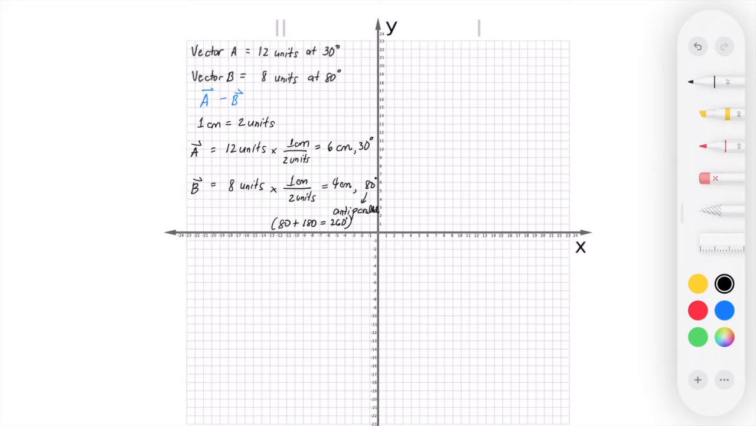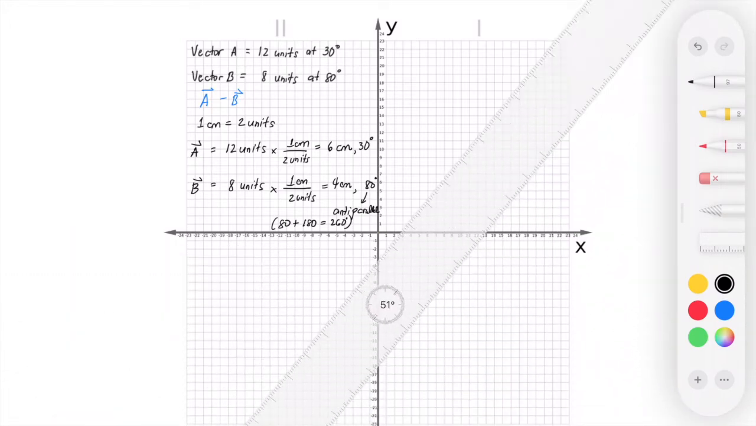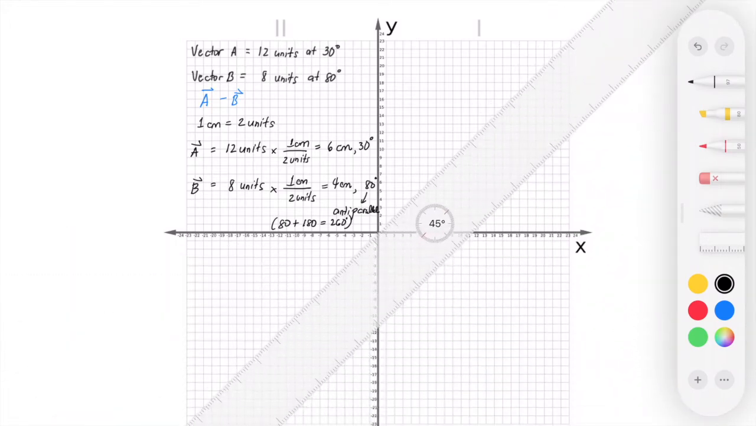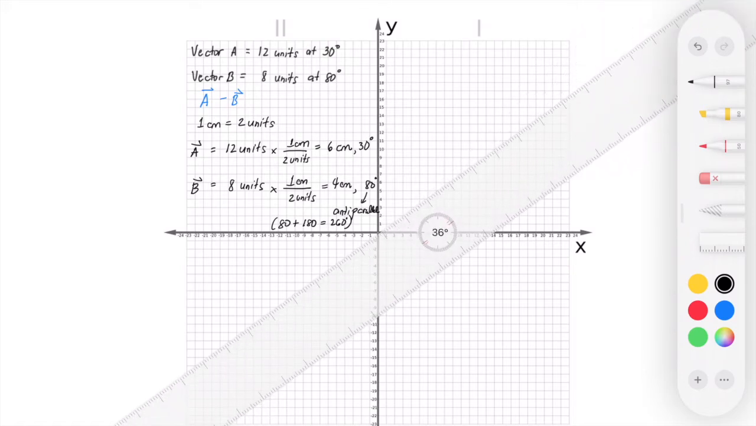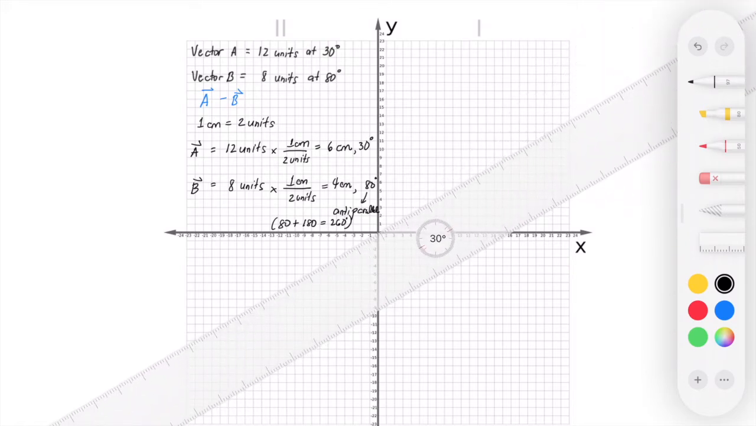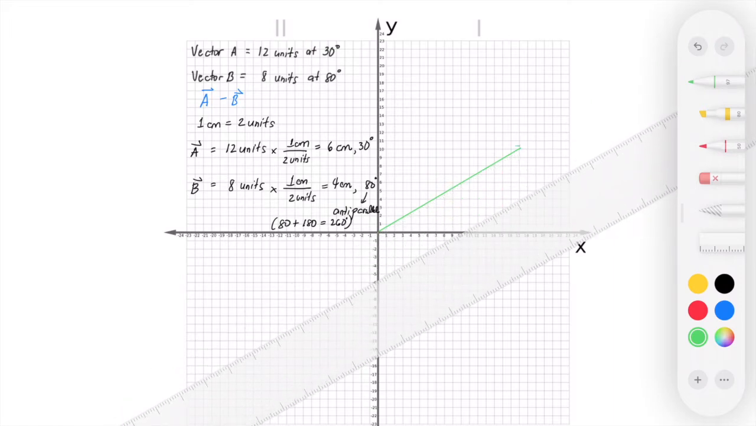So let me just show it first on how to graph it. First, I'm going to get my ruler again, 6 centimeters at 30 degrees. So make sure that our ruler is at 30 degrees. You can use your protractor here. So I'm going to have 6 centimeters. I represent my vector A with this green color. So 1, 2, 3, 4, 5, 6. Somewhere here.